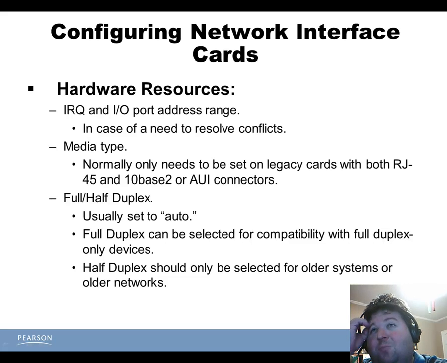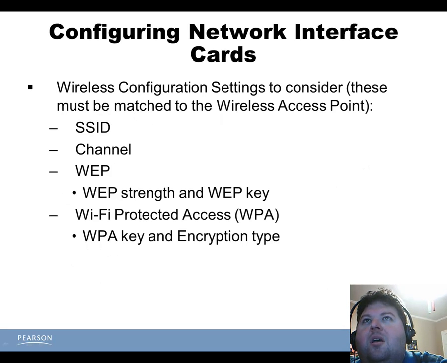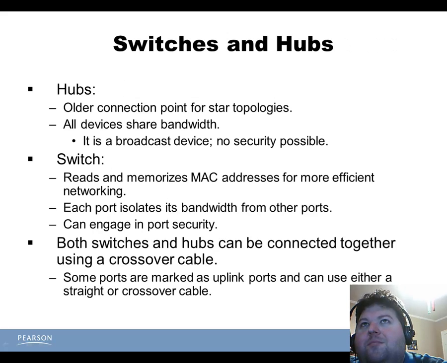And then full and half duplex. You should always run full duplex if you can. Half duplex means that it can't transmit and receive at the same time, so it's going to be slower. With the wireless, you've got some other things you've got to set. You've got to set the SSID, the channel, or the key if it's WEP, WPA, or WPA2. And usually you set the SSID, and the channel will be auto-selected.